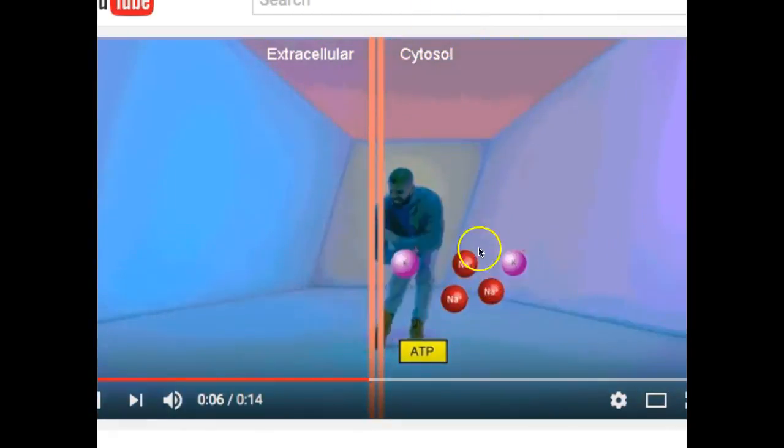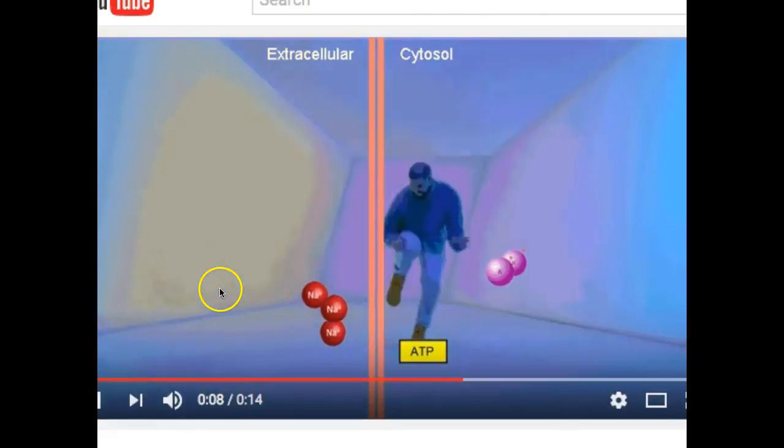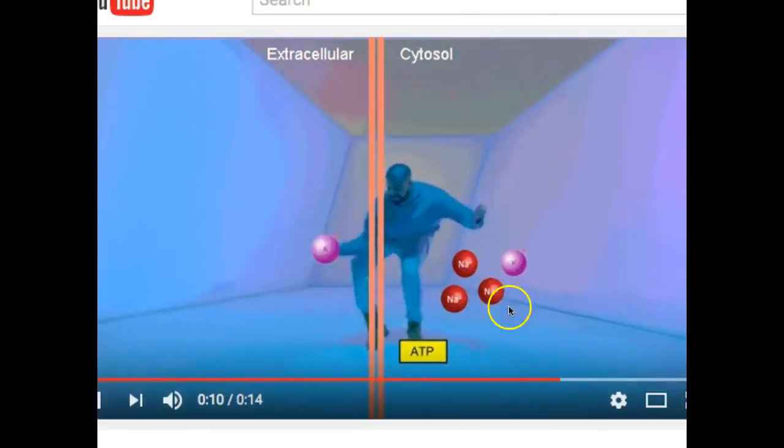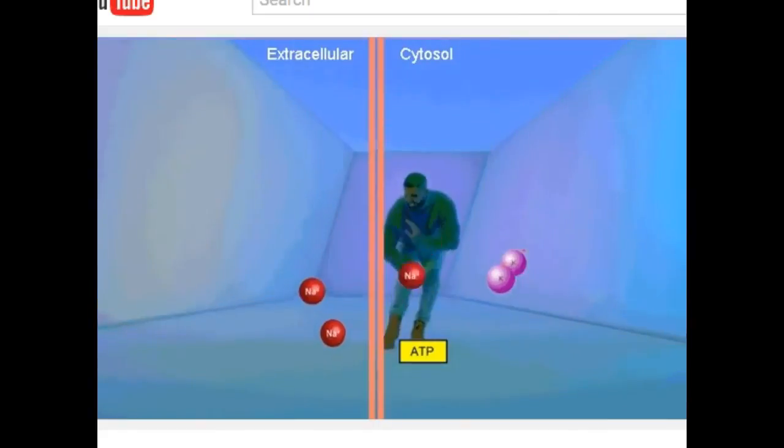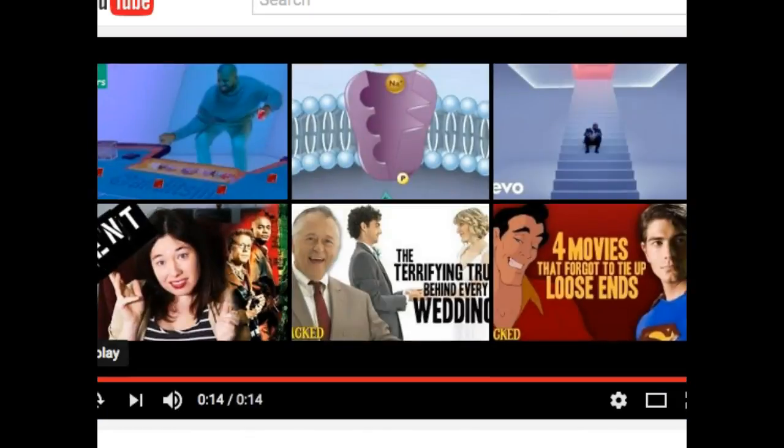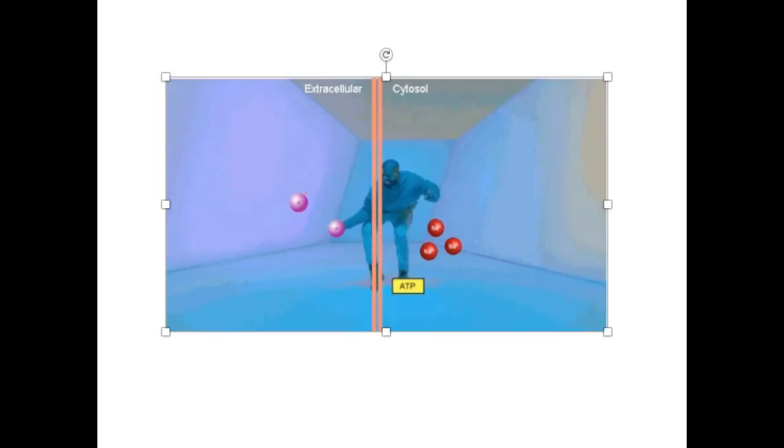He's going to move three sodium outside of the cell, and he's going to use one ATP to do it. That is exactly what the sodium potassium ATPase pump does. Why do we care about the sodium potassium ATPase pump in particular? It is going to come up all of the time, all over the place. It's especially going to be important when we get to neuro.